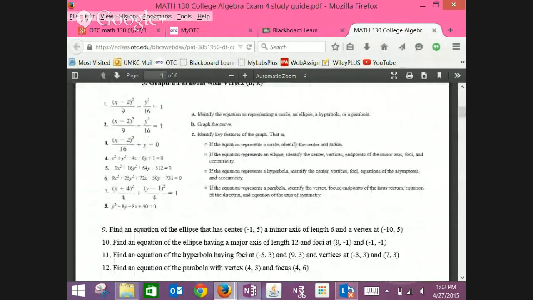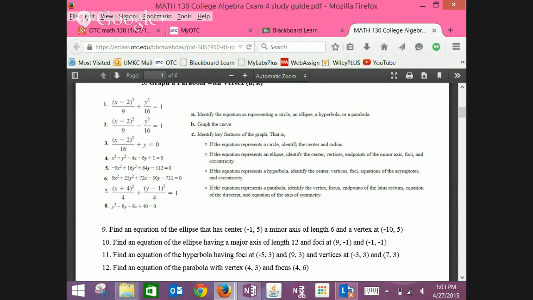The 1 through 8 is asking you to do 3 parts to it. Now, not all the questions will be like that. It might just say, what is the vertex? What is the center? What is the shape? Is it an ellipse? Is it a hyperbola? Is it a parabola? So you should be able to already kind of identify what shape this is.